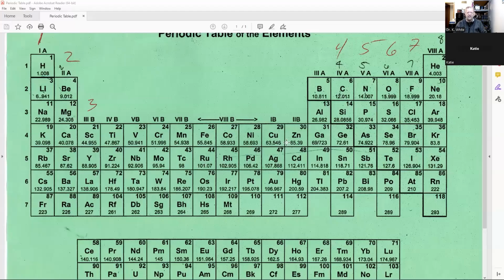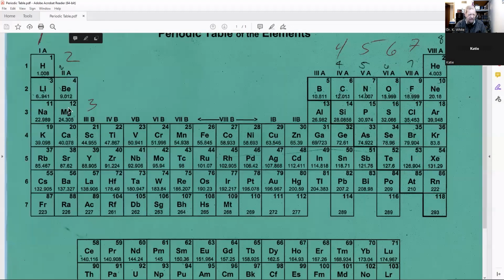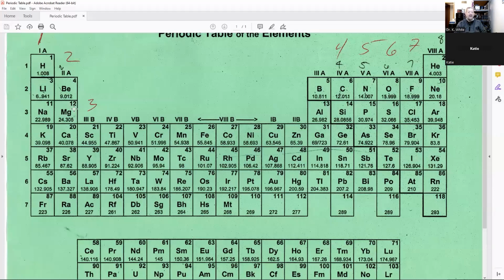Keep this secret. Now it's time for a gift from Dr. White. A little gift, but a nice gift. For my test number 1 and the final, let me get up the periodic table. I will only ask you to know how to do electron configurations up to magnesium, 12. So that's all you have to do.